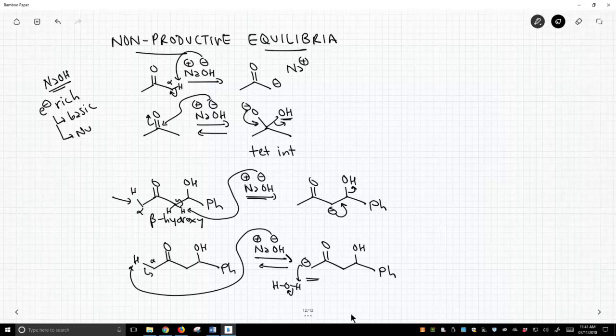So these are non-productive equilibria. People do it. Chemical reactions do it as well. So don't be too bothered by the fact that there are other things that occur. However, we need to make sure when we design reactions that the other things that can occur don't lead to our final products. Otherwise, we're going to get side products. But often many things can occur and they're not going to affect the fact that this is still a good reaction and it forms primarily one product.